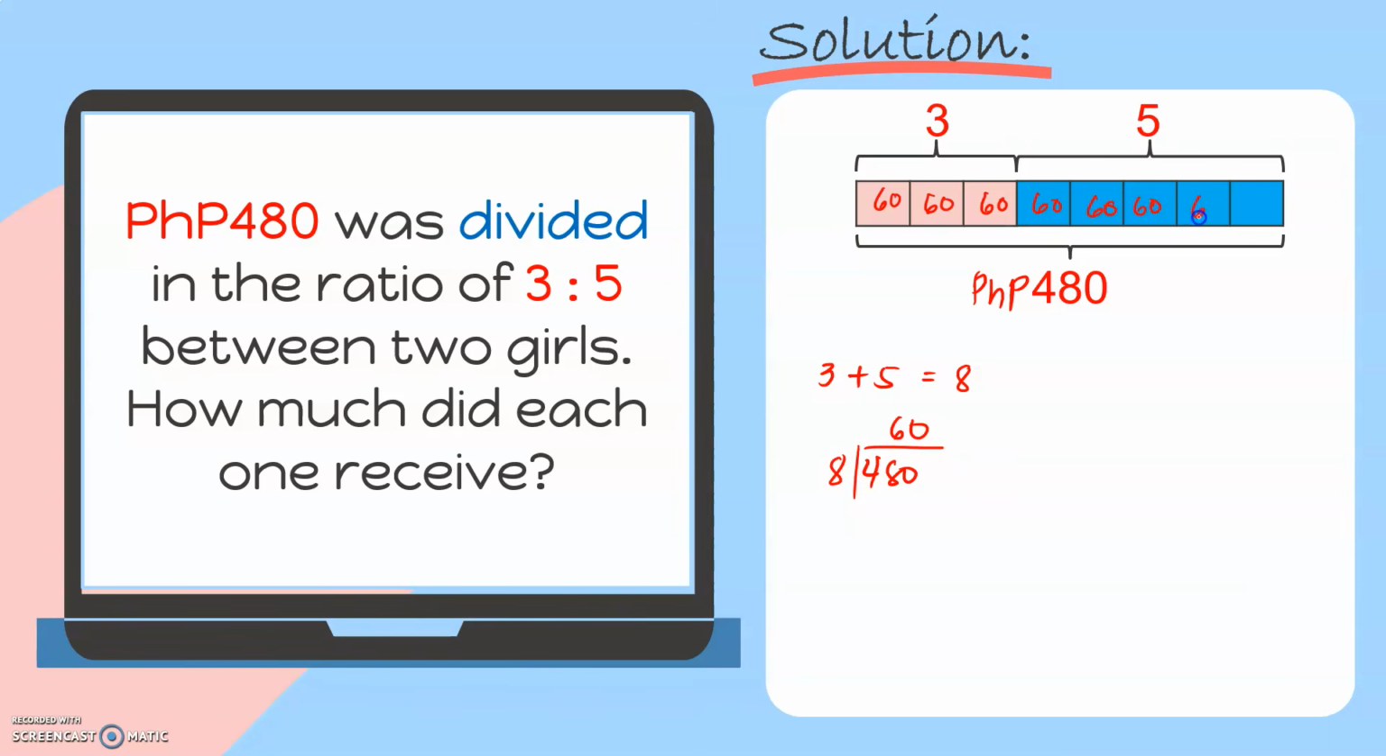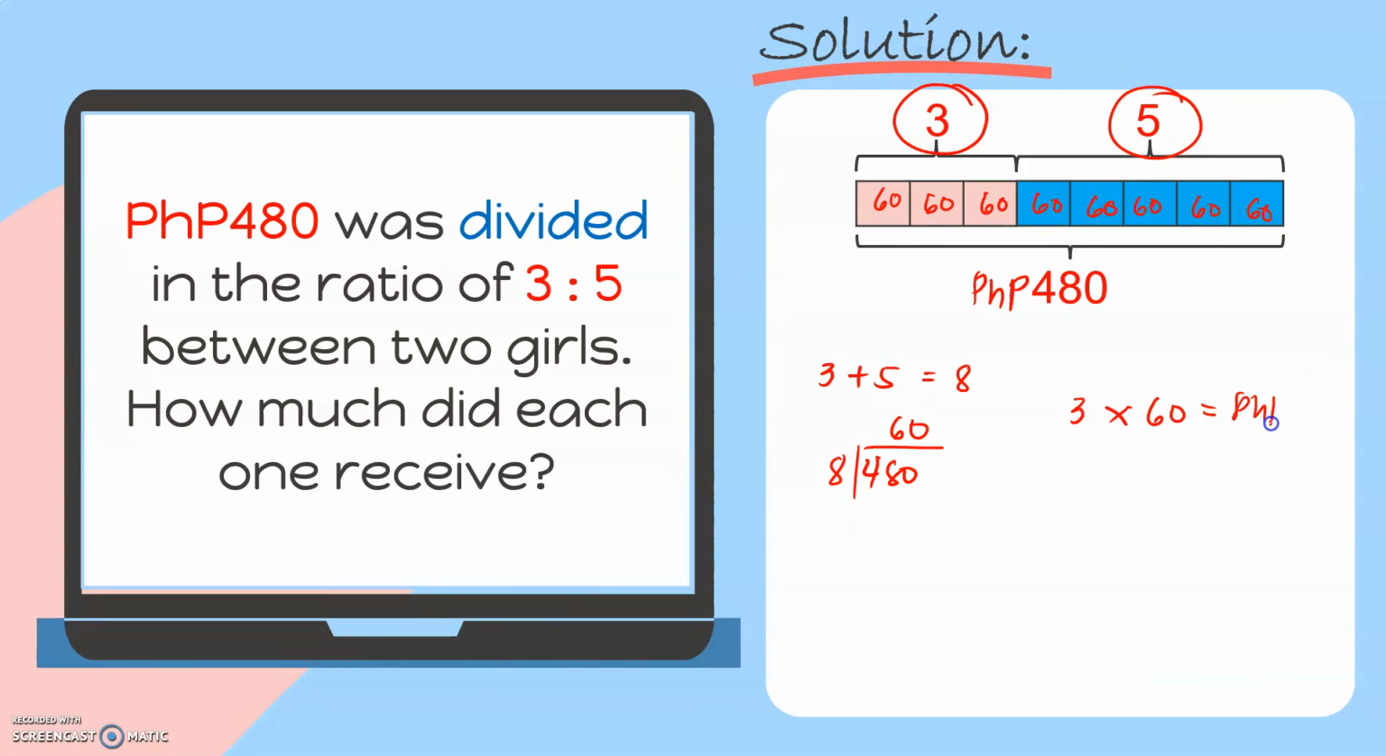Now let's find out how much the first girl will receive if she got 3 parts, and the second girl which got 5 parts. And how will we do that? We'll just simply multiply each number in the ratio by the value we got for each portion or part here. So that will be 3 times 60.